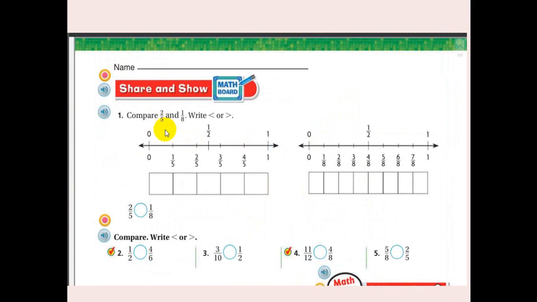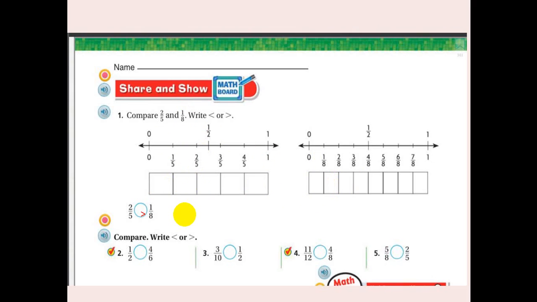Here, compare 2/5 and 4/8. First, we draw two number lines, divide the first into 5 parts and the second into 8 parts. Where is the midpoint here? And on the second number line, where is the midpoint? 4/8. Which is nearer to half? 2/5. So 2/5 is more than 1/8.